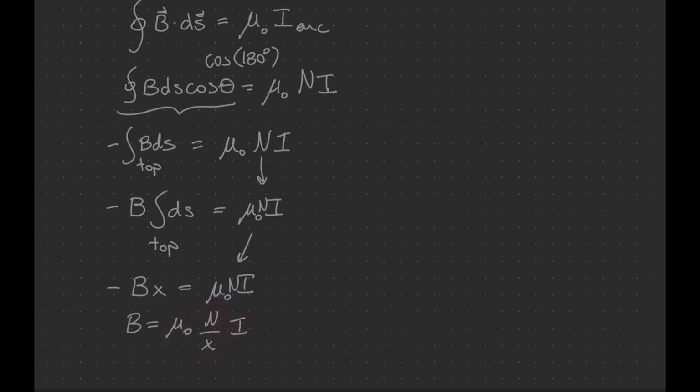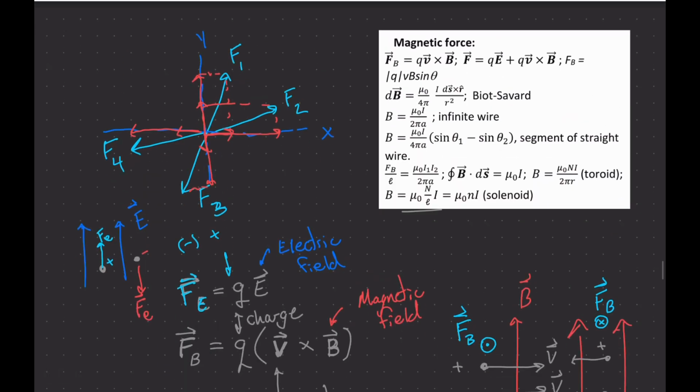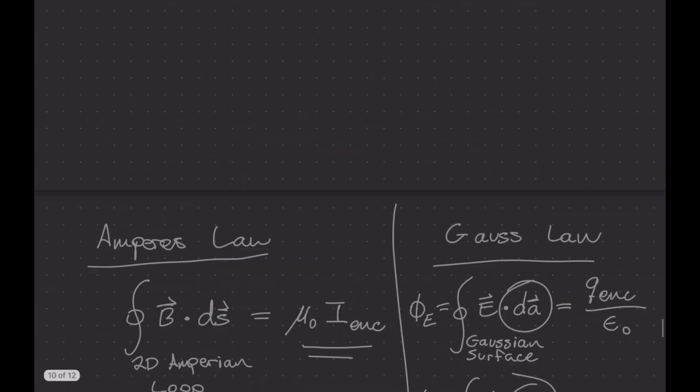multiplied by I. Oh, and also another interesting thing is they actually write this N over L as lowercase n, and you'll see it written like that in the equation sheet too. So you have this thing right here, N over L equals lowercase n, so mu naught N over L times I is mu naught lowercase n I. That is the magnetic field inside a solenoid.